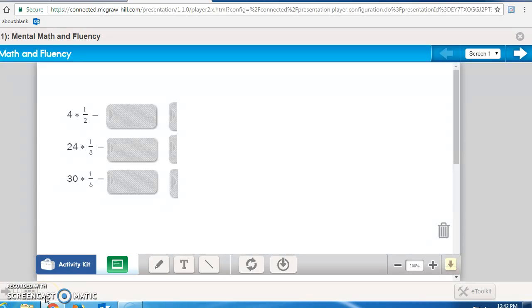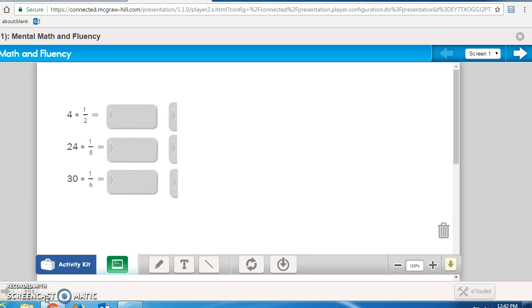Lesson 8-1, Extending Multi-Step Number Stories. The focus of this lesson is for you to solve a multi-step number story, to discuss and solve number stories with challenging contexts and phrasings, and in the end to be able to solve those challenging number stories in order to crack a code. But first, let's start off with our mental math and fluency.